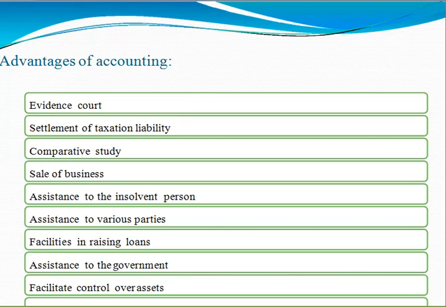Next one, assistance to the insolvent person. If our organization is going insolvent, it means our liabilities are more than our assets. At that time, we are going to close our organization, and our accounting assists us in this situation. Next one, assistance to various parties. Like I said, interested parties, internal and external, are assisted with the help of our accounting information.